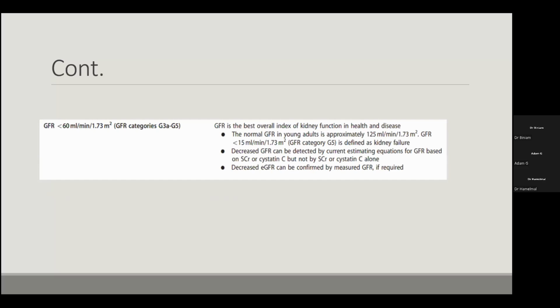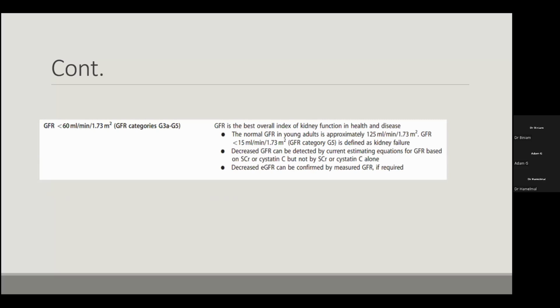GFR is the best overall index of kidney function. The problem with GFR is it does not assess the endocrine or metabolic functions of the kidney. For example, CKD-MBD is not assessed by GFR. It just tells us the mere filtration function. But overall, it's believed to translate to overall decrease in kidney function.